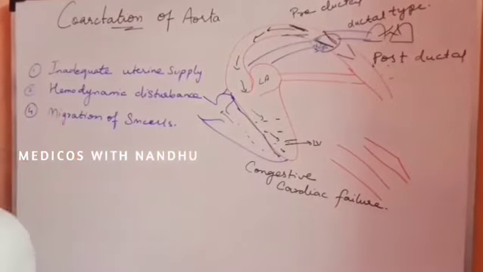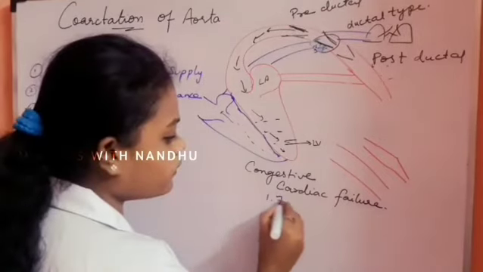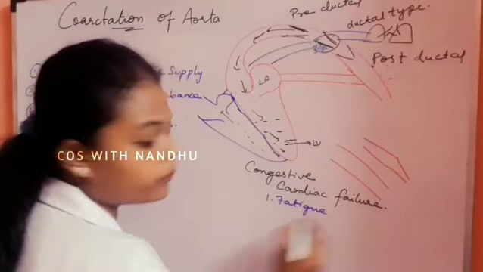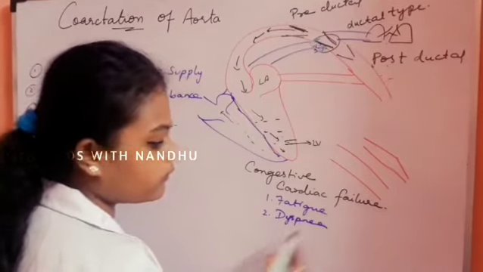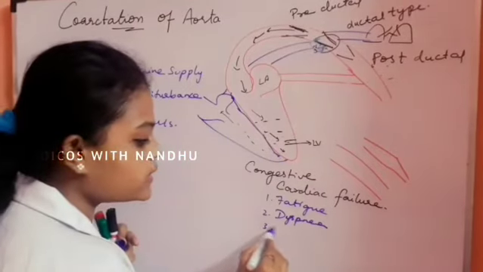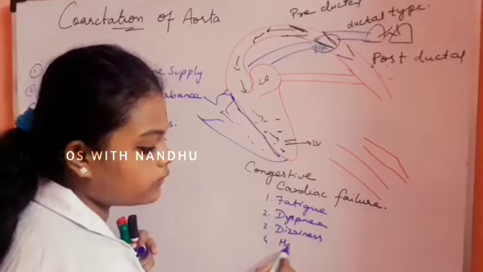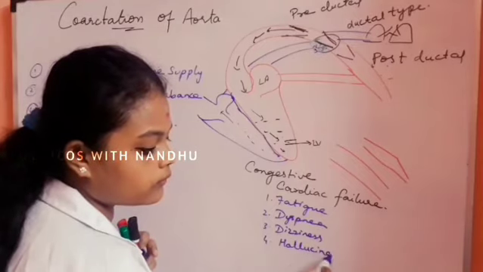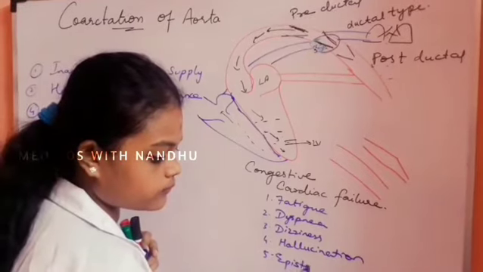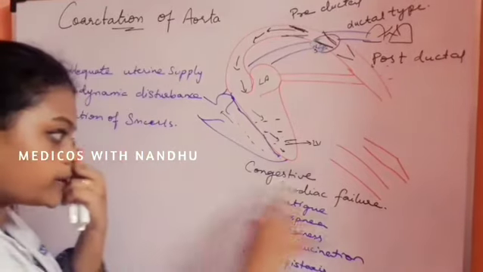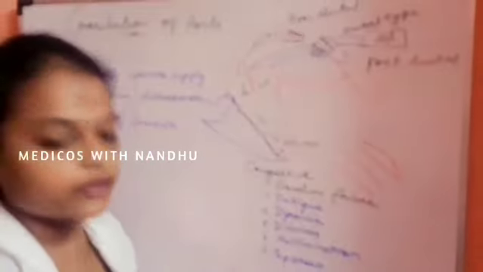The symptoms in coarctation of aorta will be fatigue. Okay, fatigue due to loss of cardiac output, dyspnea, and then we have dizziness, hallucination, epistaxis. These are the featured symptoms which are present in coarctation of aorta.